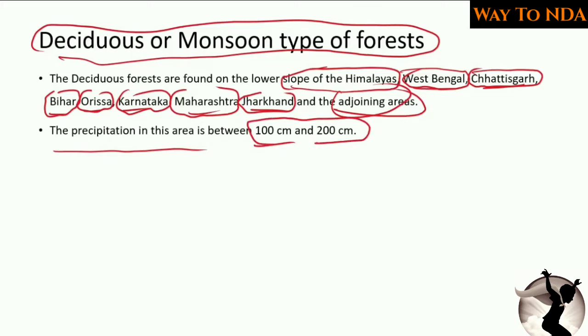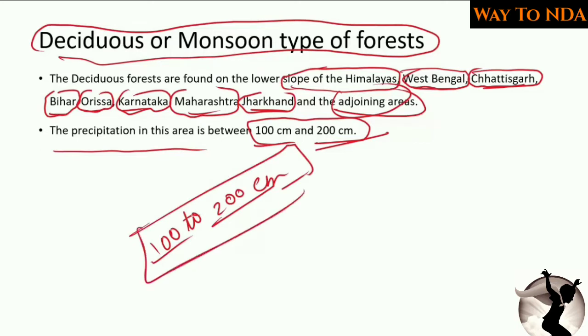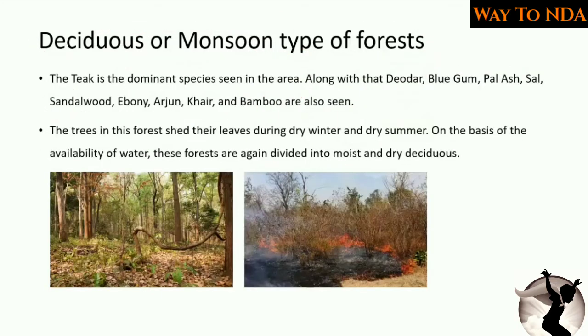Now remember, in the tropical evergreen rainforest the rainfall was more than 200 centimeter, but now in the deciduous or the monsoon type of forest you will find the precipitation, that is the rainfall, is between 100 to 200 centimeter. Okay, is it clear? ठीक है, तो यहाँ पर देखते हैं हम लोग, the teak is the dominant species in this area. Okay, now we are studying about the deciduous or monsoon type of forest.